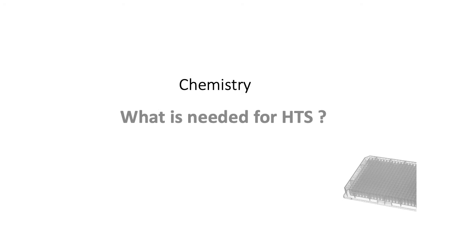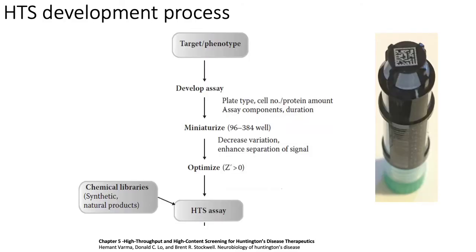So now we're going to look at the chemistry. What is needed for high throughput screening? If we look at the chemistry, we've considered the development of the assay. We need to consider things like the plate type that we're going to use. Are we going to use the 96 well plate? Are we going to use the 384? We need to consider the number of cells that we're going to add to the wells, or if we're using protein as our screen, then we need to know how much protein we're going to add. Also the assay components, so what other things do we need to add, and how long do we need to incubate.